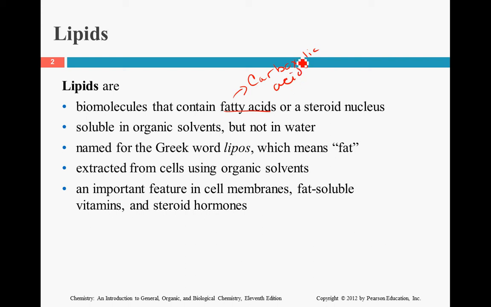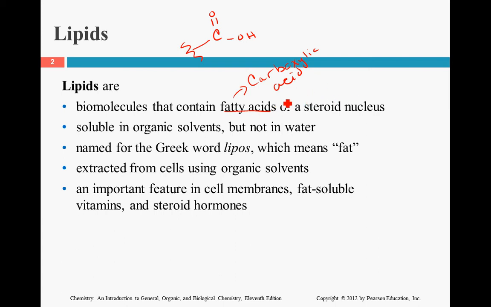If you remember from your functional groups, that's a carbon with a double bonded oxygen and an OH group, and then another carbon chain coming off of that carbon. That's a carboxylic acid, and that's what they mean by fatty acids. There are two categories: a category that contains fatty acids and a category that contains a steroid nucleus. So when we're talking about the two categories, that's what we're referring to.